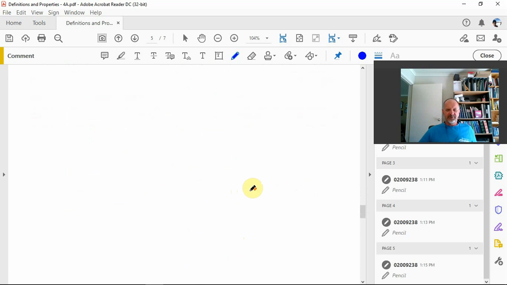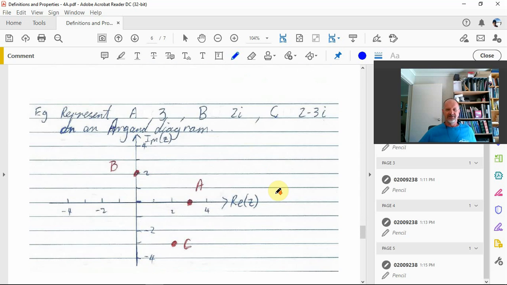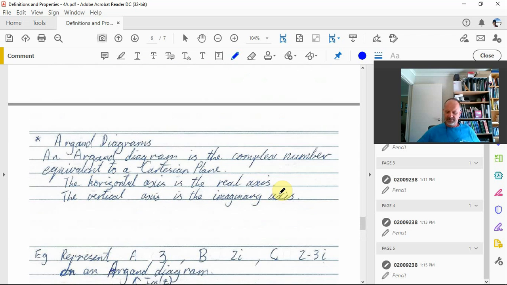Okay, Argand diagrams. I briefly mentioned Argand diagrams before. So the Argand diagram is the complex number equivalent to the Cartesian plane. So remember, they're actually different. Your Cartesian, that's X and that's Y, and they're both real numbers, yeah? But for our Argand diagram, this is the real part of Z, and this is the imaginary part of Z.